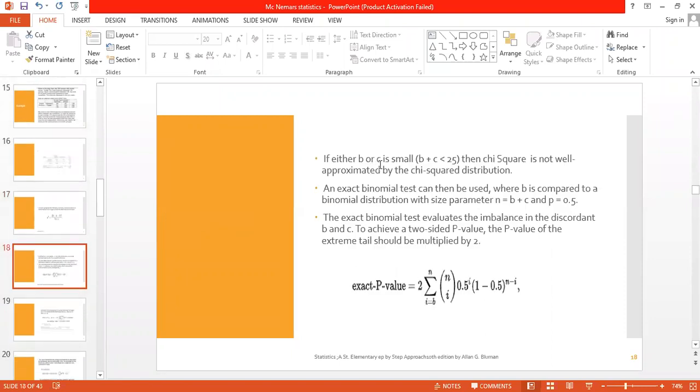If either B or C is less than 25, then the statistic is not well approximated by the chi-square distribution. Then we use the exact binomial test, where B is compared to a binomial distribution with a size parameter. The exact binomial test evaluates the imbalance in the discordant B and C. If we want a two-sided p-value, then we multiply our p-value by 2. This is the formula which is used for the exact p-value calculation.